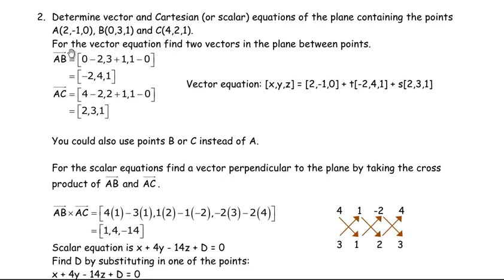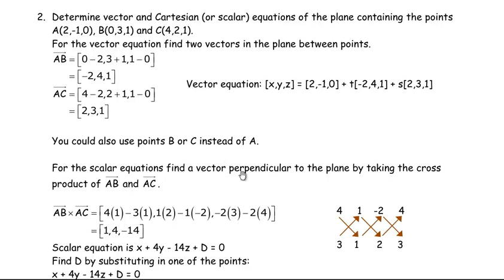And I did AC as well, so 4 minus 2 would be 2, 2 minus negative 1 is the same as 2 plus 1, so that's 3, and 1 minus 0 would be 1 again for the Z component. So here's my vector equation, and I use the point A plus t times the negative 2, 4, 1 AB vector plus s times the 2, 3, 1 AC vector. Now, instead of this, and just notice here, you could have used 0, 3, 1 from B or 4, 2, 1 from C. That would have been fine as well.